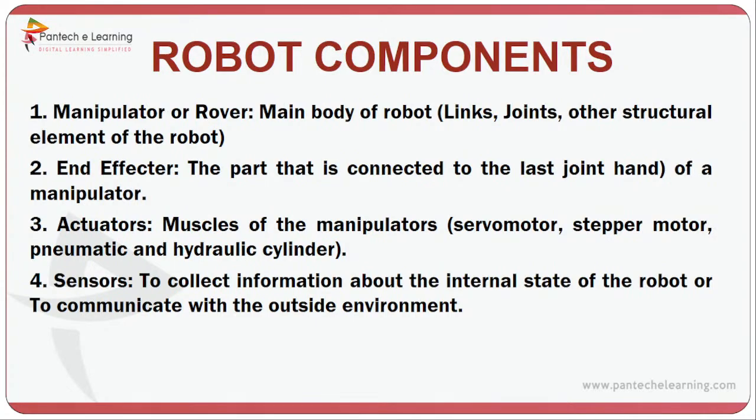Another one is the actuator. We can take it as servo motors or stepper motors, which control the links and joints. If you want to control any links and joints, we need to connect them with the help of an actuator. So servo motor, stepper motor, or hydraulic cylinder, you can use any, depending on the robot.